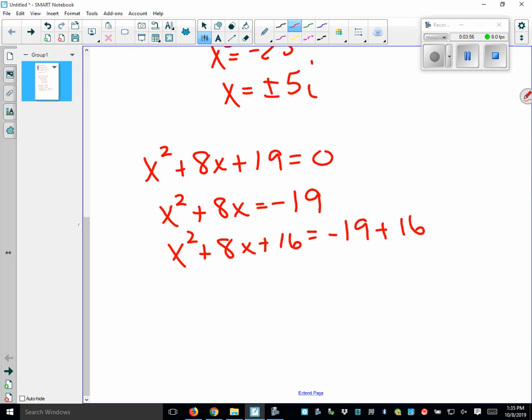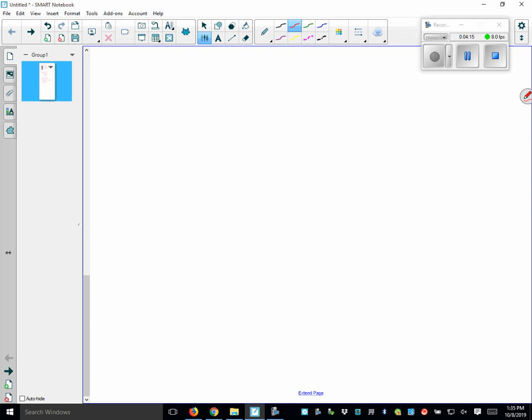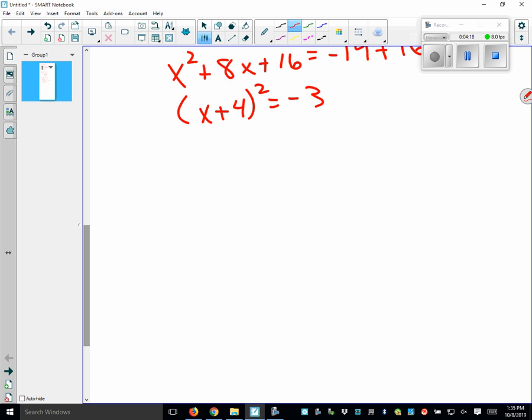Right? Now I factor the left. What does it factor into? What? X plus 4 squared. Half the number in front of x equals negative 3. Now can I square root both sides? So what is x plus 4 equal to? Plus or minus i radical 3. Plus or minus i radical 3. Don't forget the i. Riley, don't forget the i.